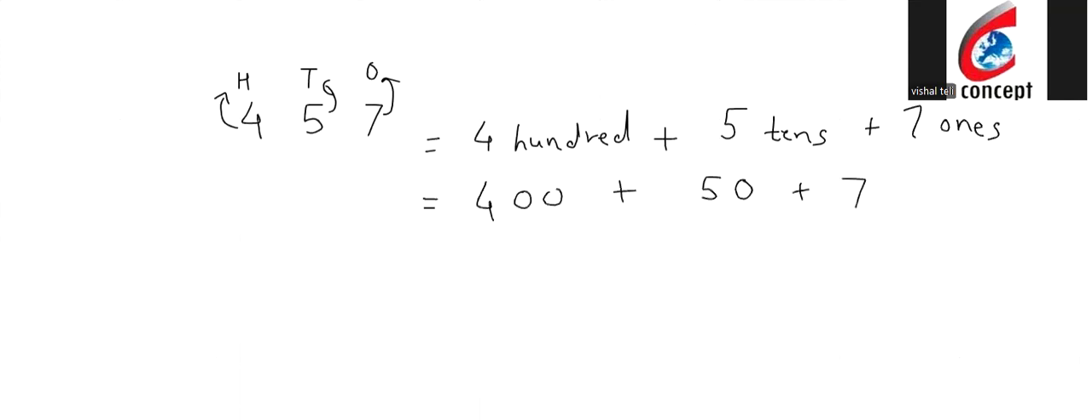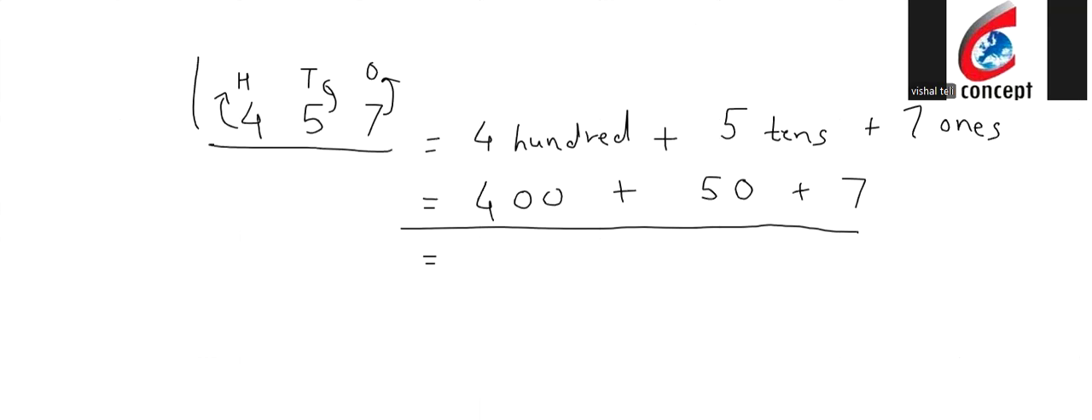Understand? So now you do addition. You don't have to do addition. In your exam, you have to just do this much: 400 plus 50 plus 7. This is expanded form for this number. All right. So this is your question. And this is your answer. Let me help you, in the exam, how you can solve the problem.